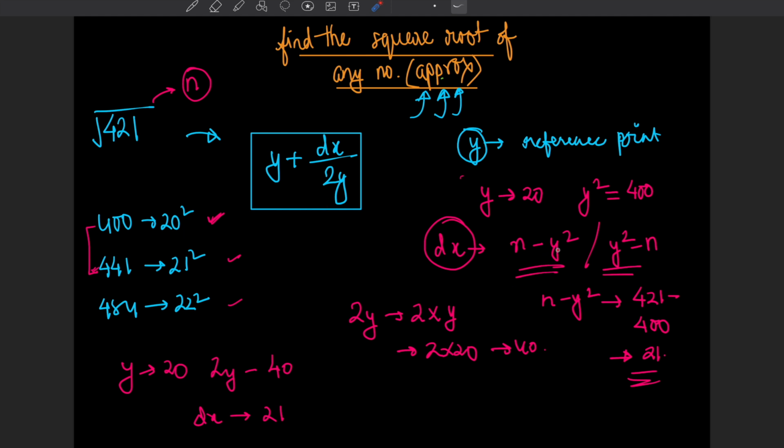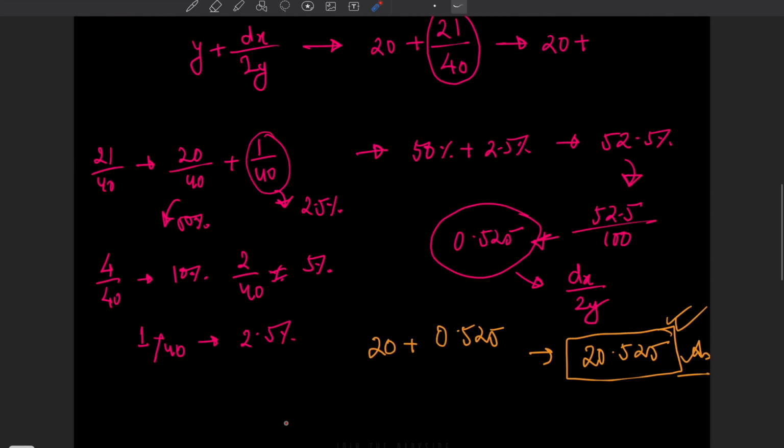We have found dx, that is the difference between the square and the number. Over here it's 2y, over here it's y. So that's how we proceeded. So 20 is our y plus 21 by 40 is our dx by 2y. And we have computed the fraction as a percentage, and converted it into a decimal. So yeah, this is how.